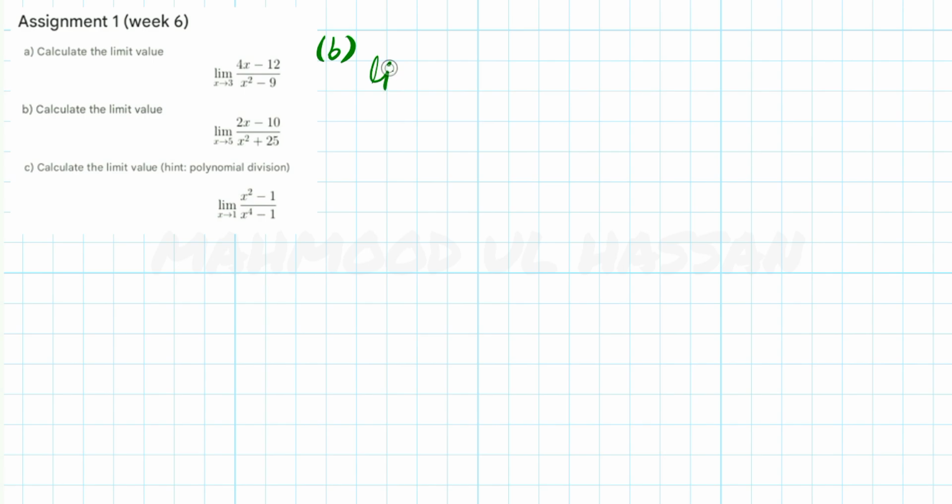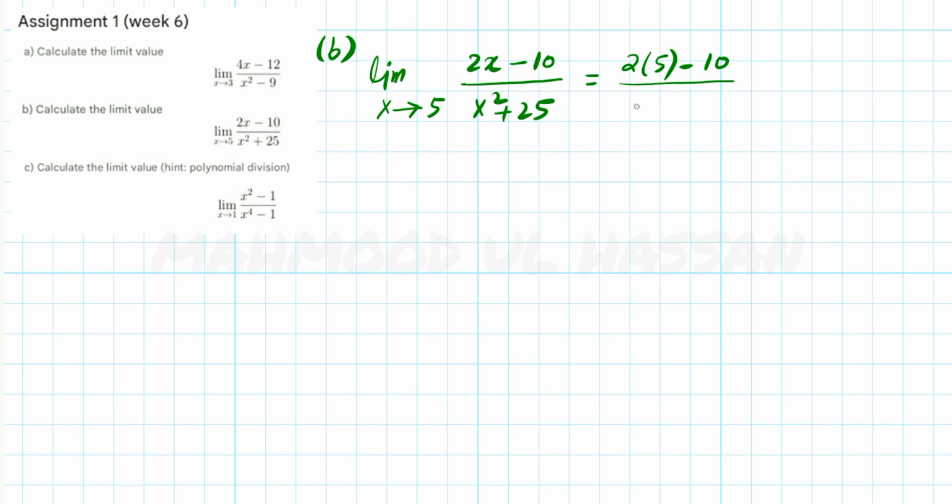And here we have the limit as x approaches 5, and the function is 2x minus 10 upon x squared plus 25. First we have to apply the limit directly. So we have to replace x by 5. So that would become 2 times 5 minus 10 divided by 5 squared plus 25.